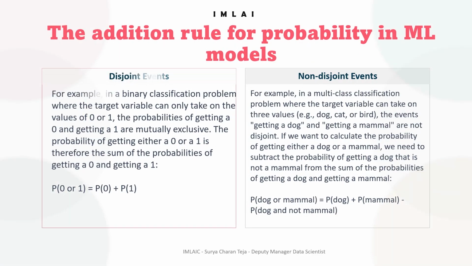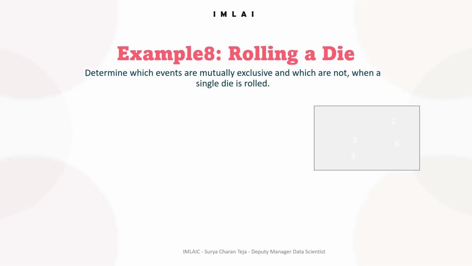Now it's time to take up some examples. So the examples will begin with rolling a die. Determine which events are mutually exclusive and which are not. That's the first question. When a single die is rolled, the first one is getting an odd number and getting an even number. I think you can easily answer this. Just answer this question in our comment section.